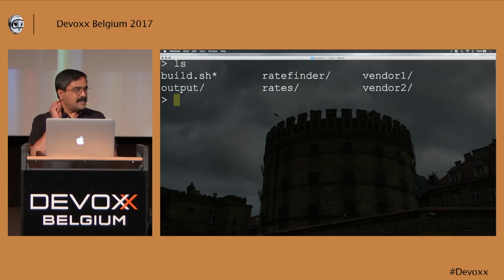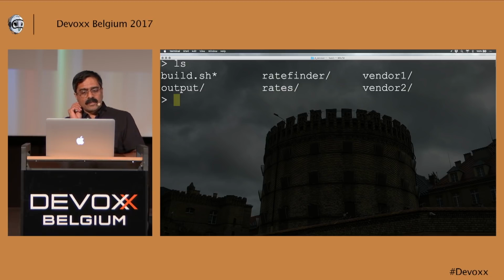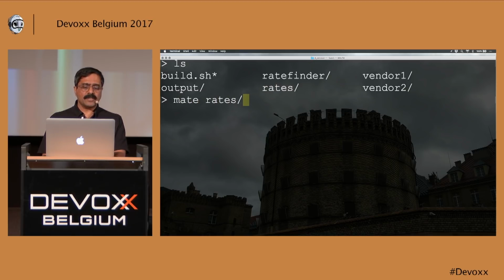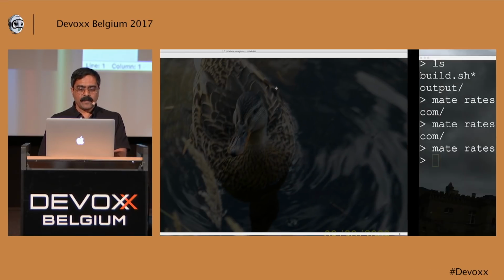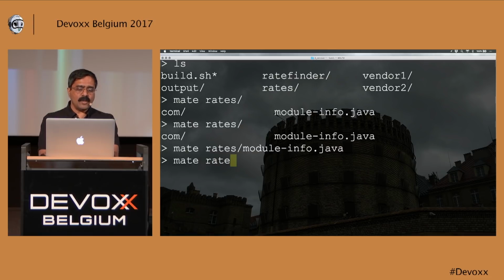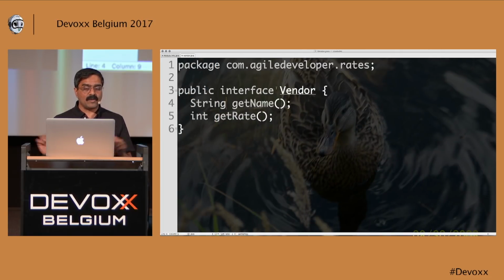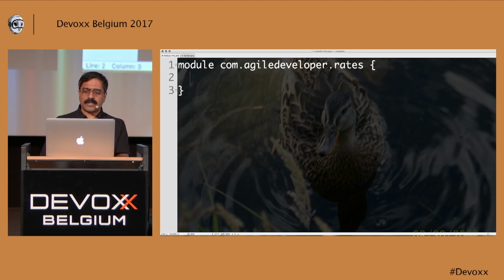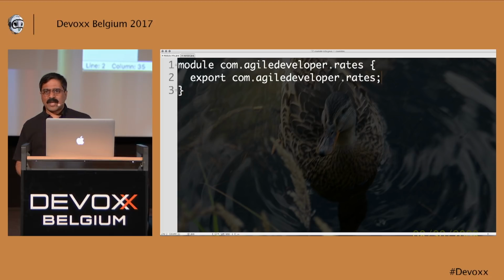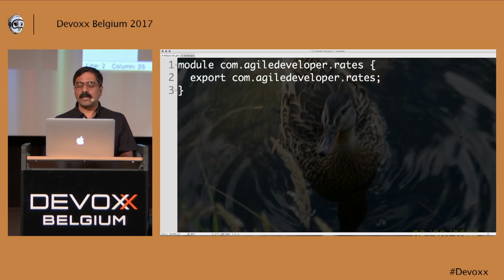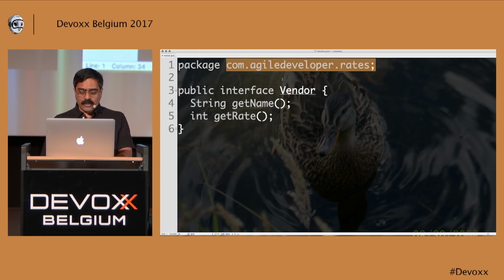In this example, I got a series of files I want to take a look at and understand. The first thing I want to show you here is something called rates. Rates is going to contain a module-info, which is empty. Rates also contains an interface called Vendor.java. Vendor.java has a getName and a getRate. That's an interface, and this interface is in a separate module. What is the name of the module? I'm going to call it com.agiledeveloper.rates. So I'm going to say module com.agiledeveloper.rates, which exports com.agiledeveloper.rates. I just kept the name the same, not a big deal. So the rates module is going to export rates, which means Vendor is exported. Awesome so far. So we'll keep it that way.